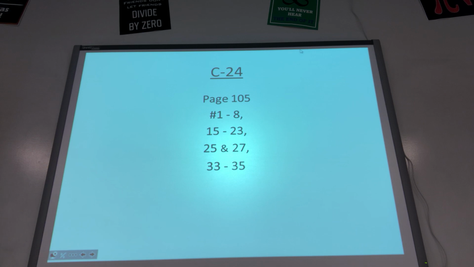Okay, the assignment is kind of all over the place, so make sure you copy this down correctly. We are on page 105, and we're going to do numbers 1 to 8, 15 to 23, 25 and 27, not 25 through 27, just 25 and 27, and then 33 to 35.